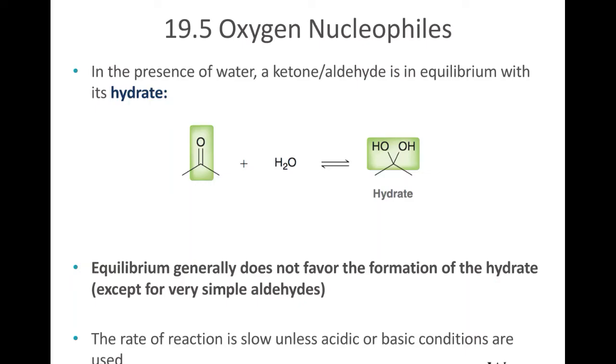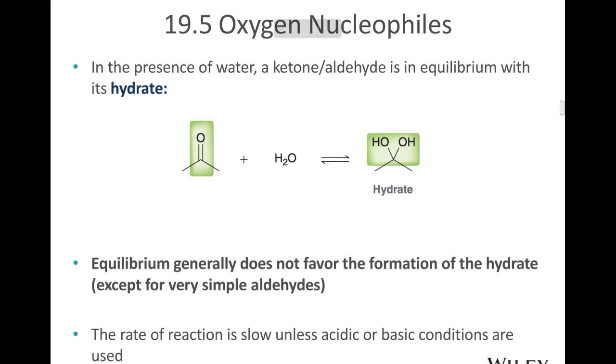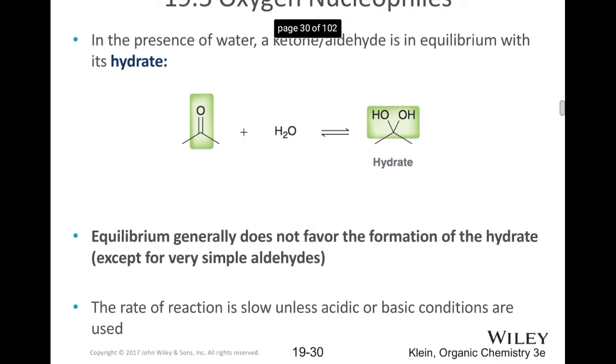Alright, so for oxygen nucleophiles, in the presence of water, an aldehyde or a ketone is in equilibrium with what's called the hydrate. You can see the hydrate has two hydroxyls on the same carbon, so we call that geminal. When you have two groups on the same carbon, that's geminal. So geminal hydroxyl, we call that a hydrate. The equilibrium generally does not favor the formation of the hydrate, except for really simple aldehydes like formaldehyde. The reaction is very slow unless it's done under acidic or basic conditions.